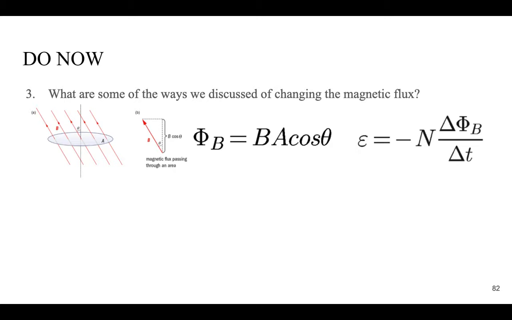So what are some of the ways we discussed of changing the magnetic flux? Look at this formula right here in the middle. Phi sub B is equal to BA cosine theta. And basically the ways we discussed of changing it is you can change B, A, or theta.